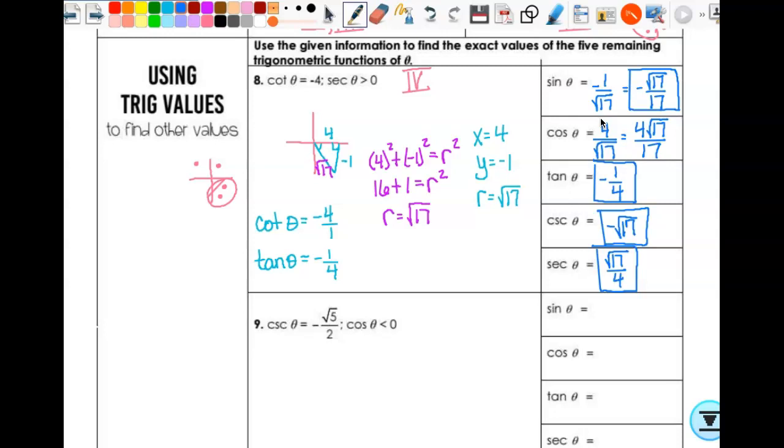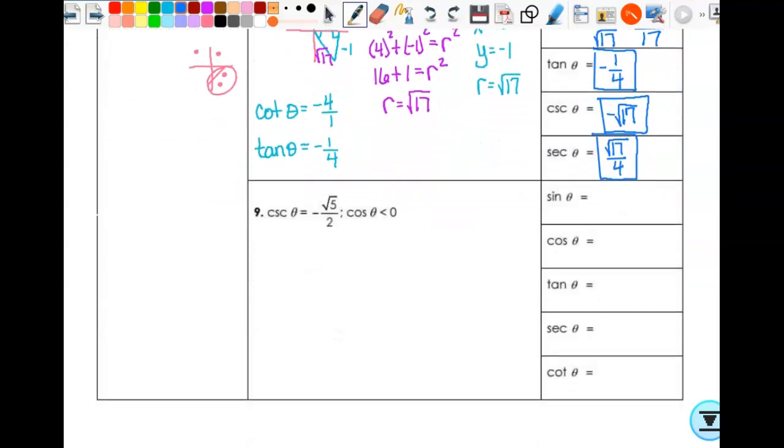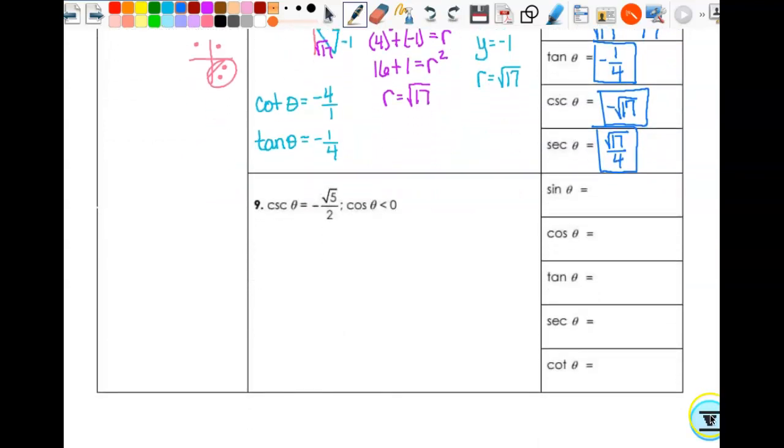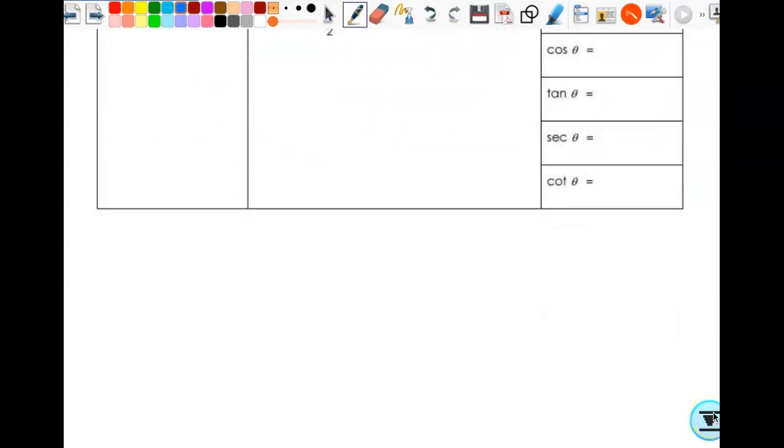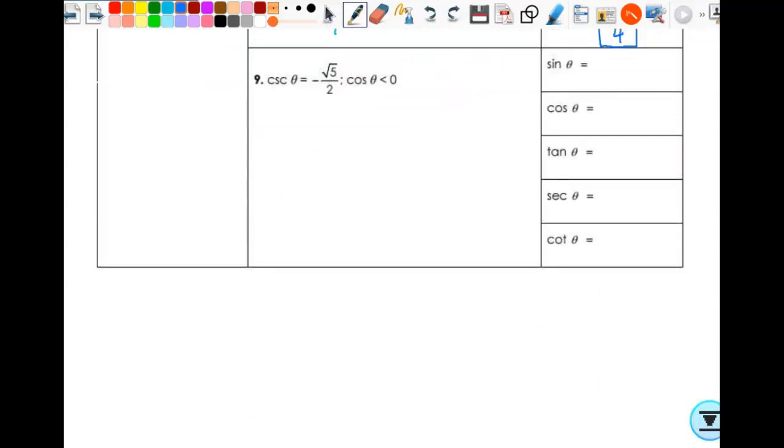Okay. So I'm going to have you do number 9 in pieces here. So the first thing I want you to do is figure out what quadrant we're going to draw our triangles in. So take this, mark where cosecant is negative and where cosine is negative, and figure out what quadrant we're going to be working in.